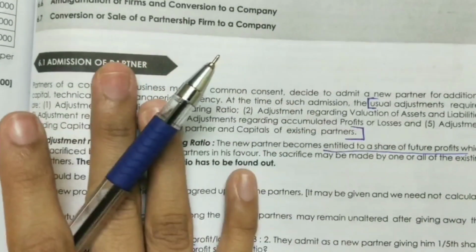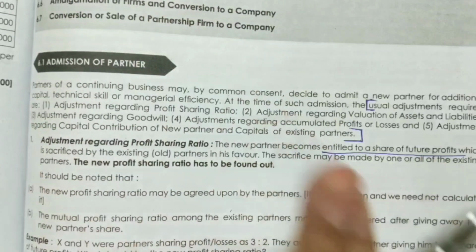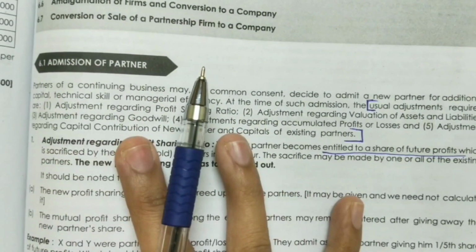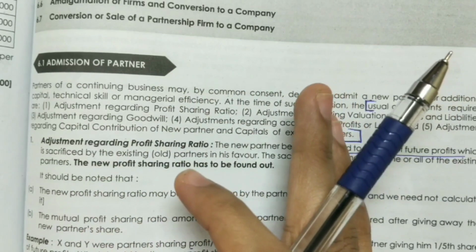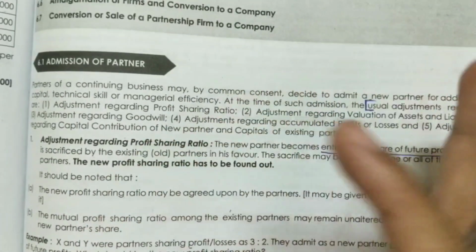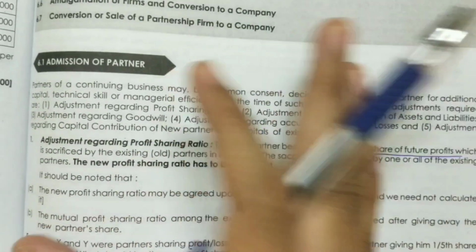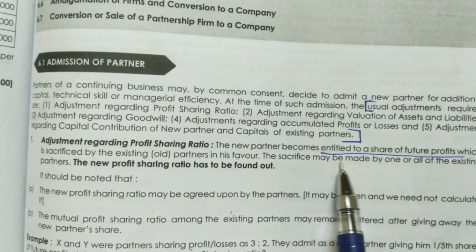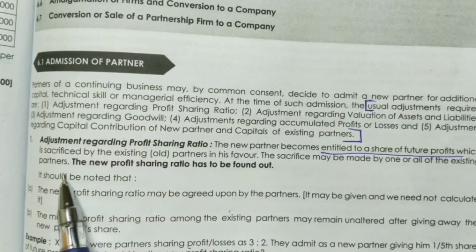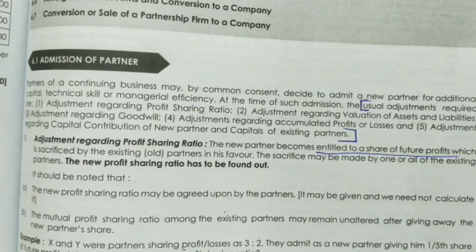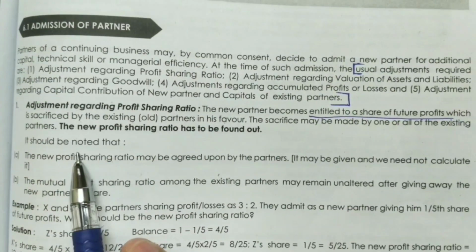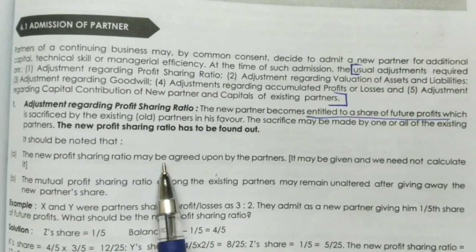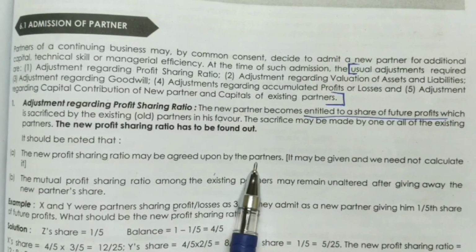I've already explained this before, and the point you have to stress is that the new profit sharing ratio has to be found out. After admitting the new partner, we have to calculate the new profit sharing ratio. It might already be given in the question, or else we have to find it on our own. In order to find the new profit sharing ratio, there are certain points you have to keep in mind. The first point is that the new profit sharing ratio may be agreed upon by the partners.